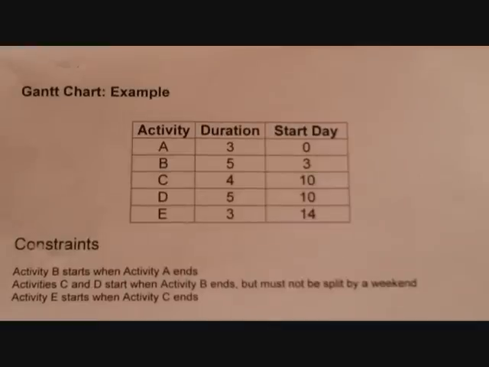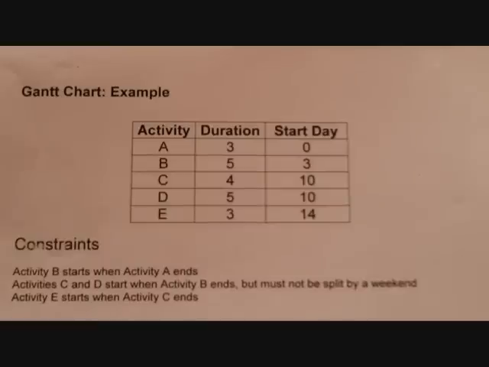We're going to be building a Gantt chart. Here we have an example with 5 different activities, and we've identified the duration of each activity and the day on which it starts. But we have to take care that there are some constraints that are in operation.